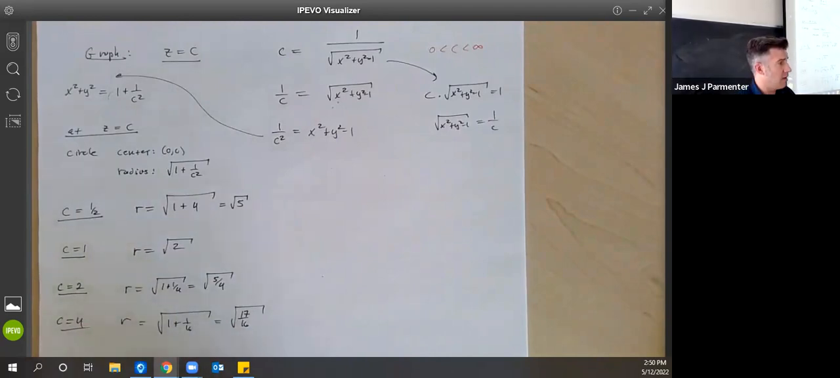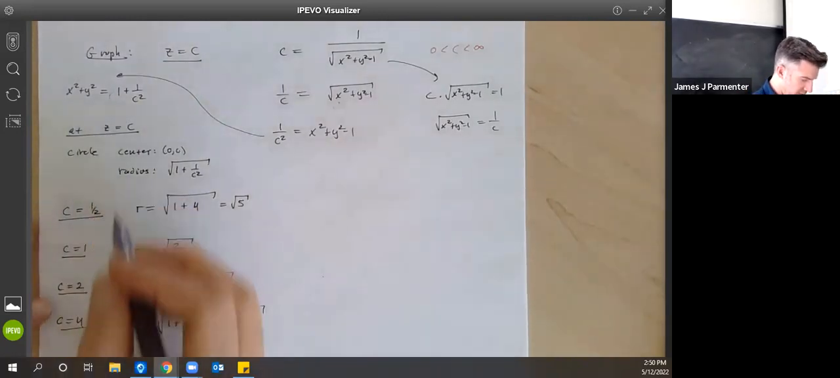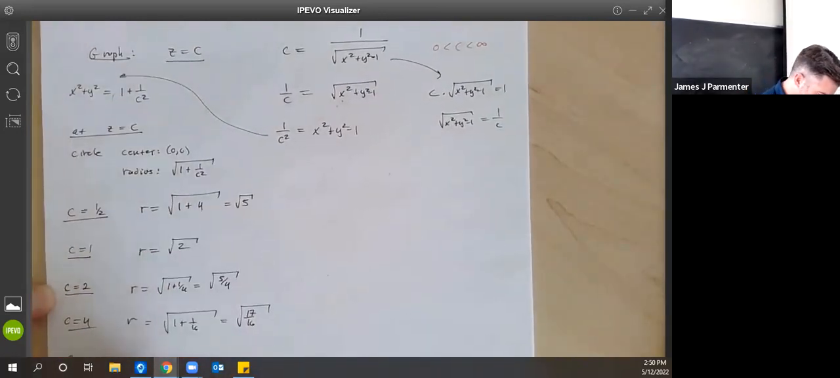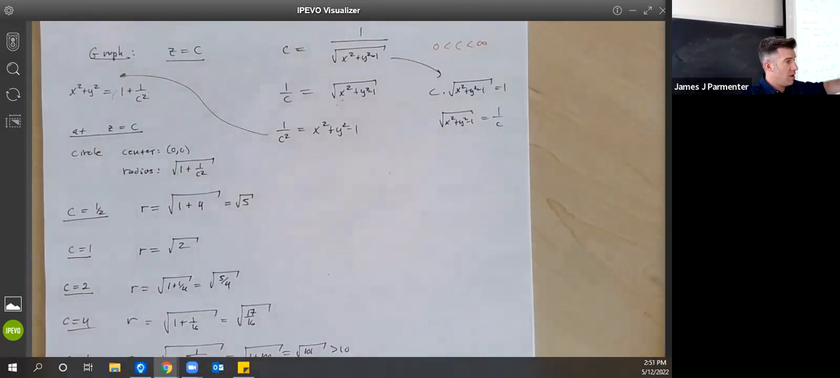My insides are getting smaller, which means the square root's getting smaller. So my radii are decreasing. So as I go up and up and up, my circles are getting narrower and narrower and narrower. And as I go further down, if I picked an even smaller value, like c equal to 1/10, my radius would be the square root of 1 plus 1 over 1/10 squared, which would be 1 plus 1 over 100. So the square root of 1 plus 100. That radius is just a little bit bigger than 10. So as I go lower and lower and lower, my radii are getting wider and wider and wider.